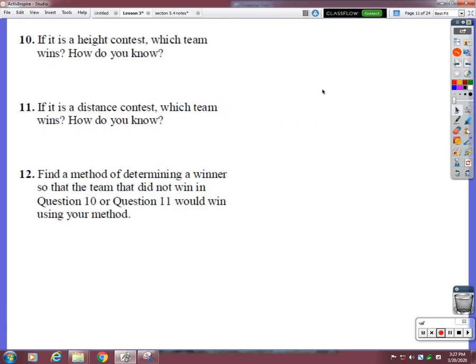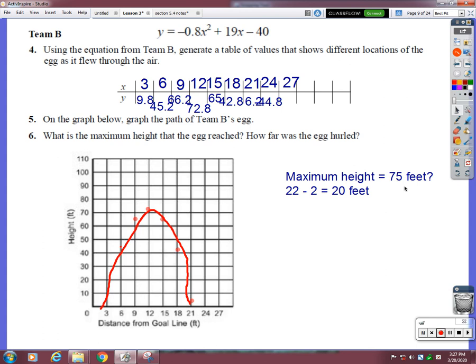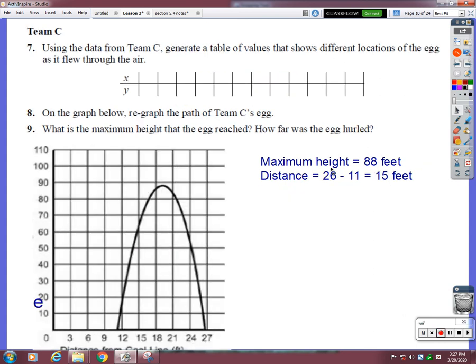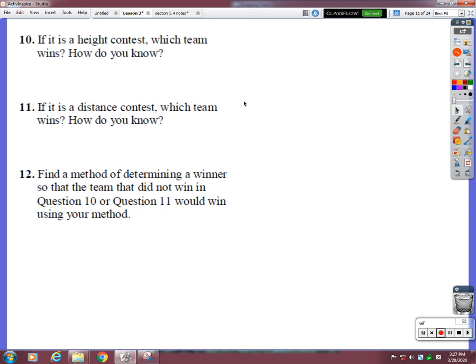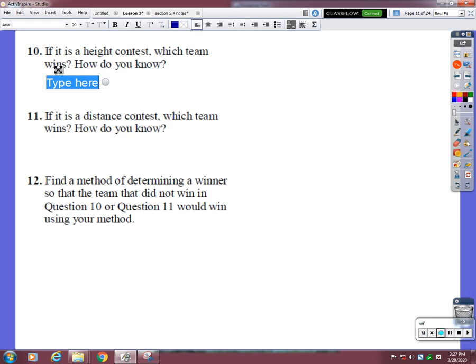So if it's a height contest, which team wins? Well, let's go back to Team A. Maximum height was about 103 feet. For Team B, they're losers. The maximum height was about 75 feet. And for Team C, they got up to 88 feet. So I would say for this, Team A had the largest maximum height.